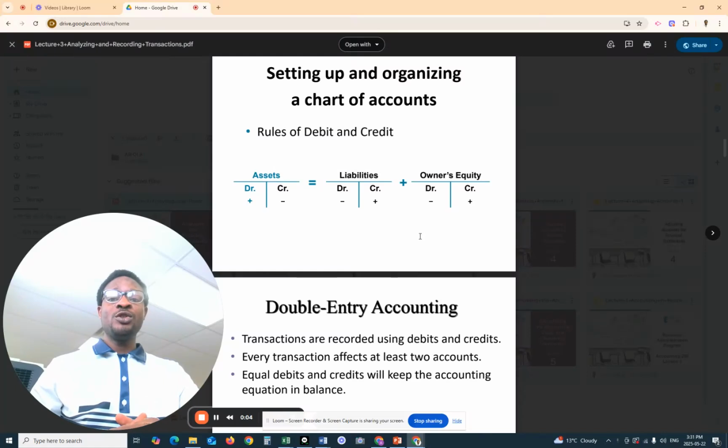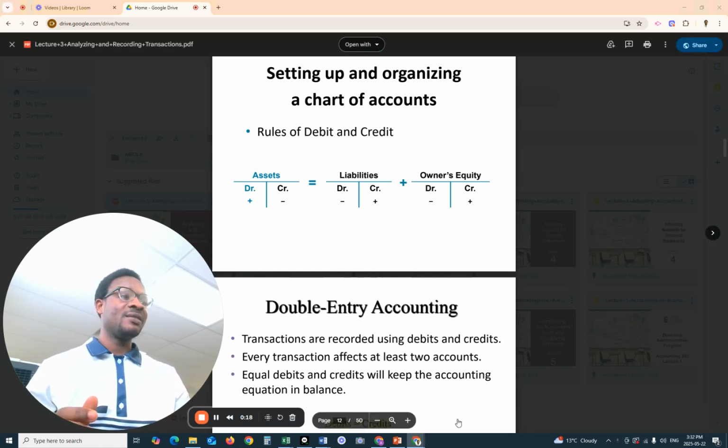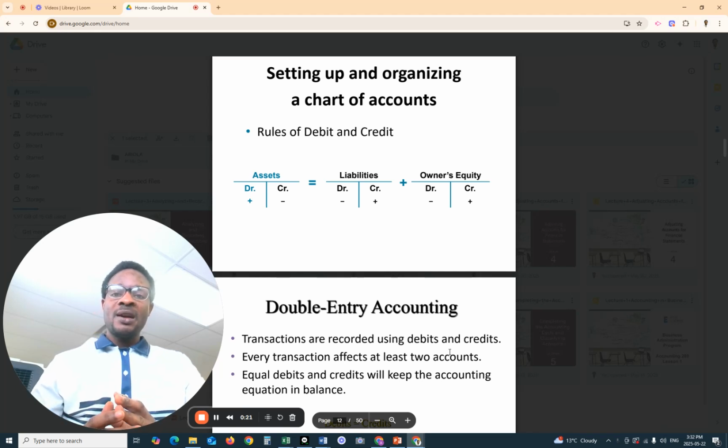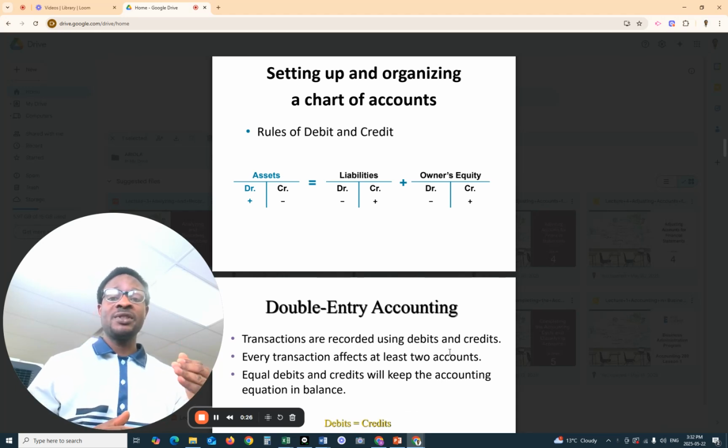In this one, we're going to be looking at setting up and organizing a chart of accounts. And before we proceed, we would like to emphasize the importance of debit and credit in accounting for us to be able to set up the chart of accounts adequately. In a T account, information is split into left and right hand side. The left hand side is the debit side and the right hand side is the credit side.